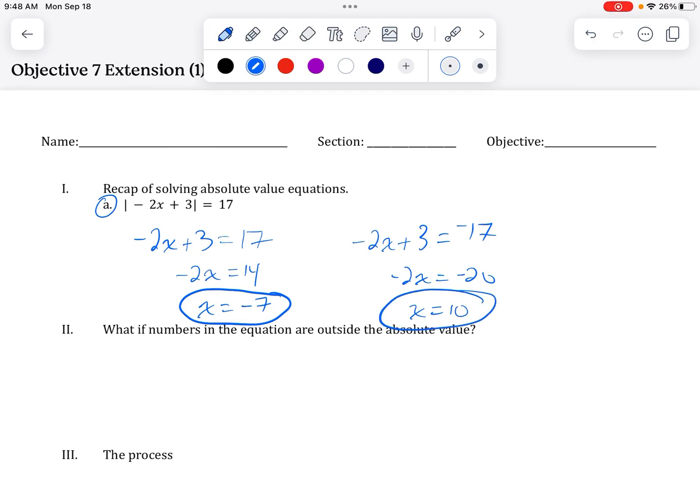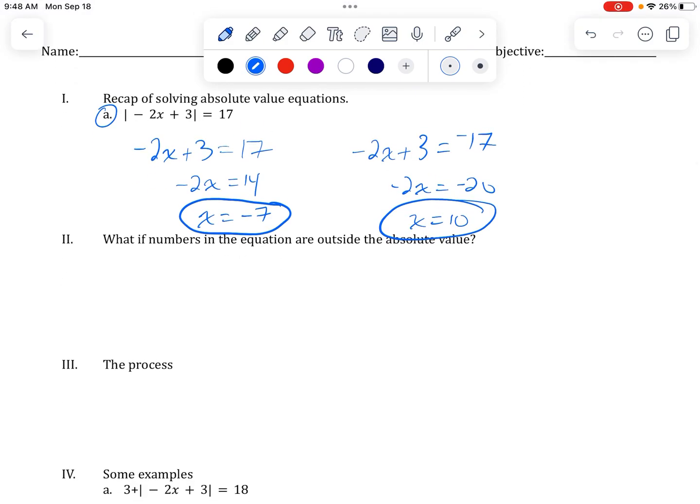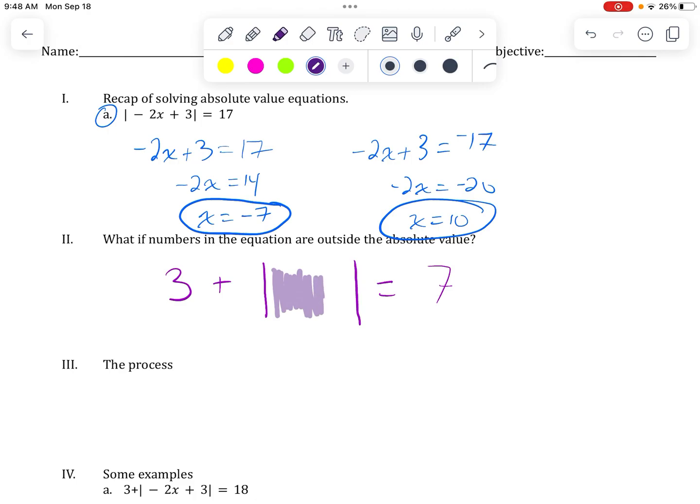But what if numbers in the equation are outside the absolute value? So here's the scenario I want you to think about. Let's say that we had 3 plus the absolute value of something is equal to 7, okay? I want you to think about what number or numbers could go inside of this absolute value right here, just single numbers. What number or numbers could go inside of that absolute value? Hopefully what you said is the numbers 4 and negative 4.